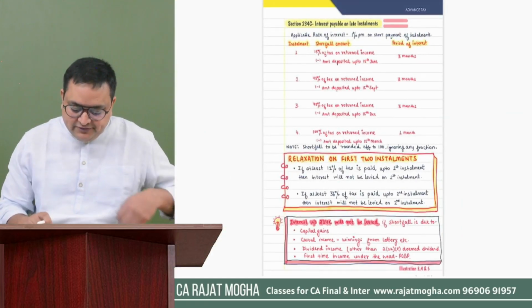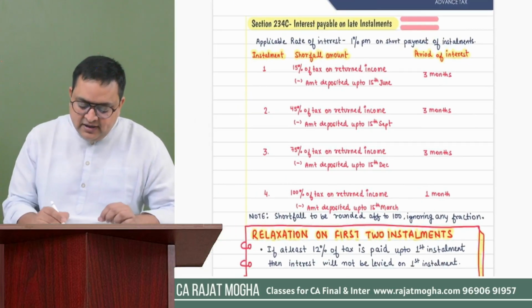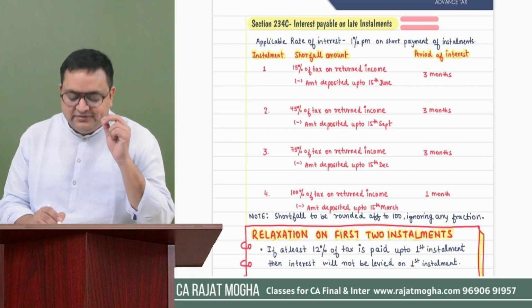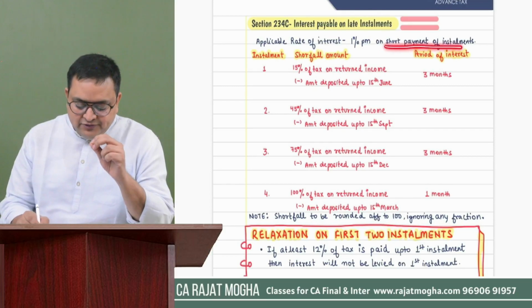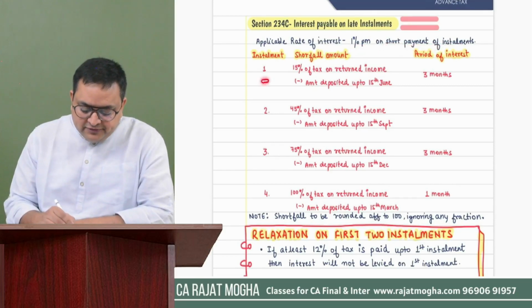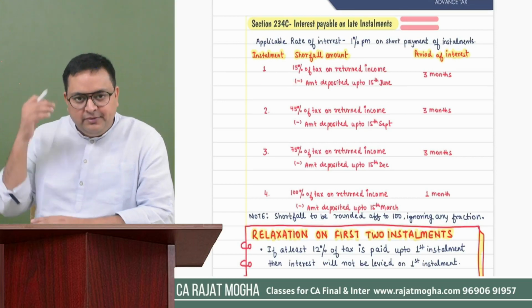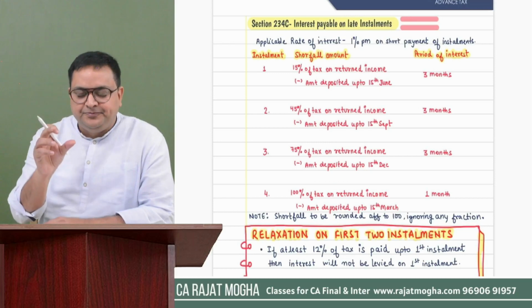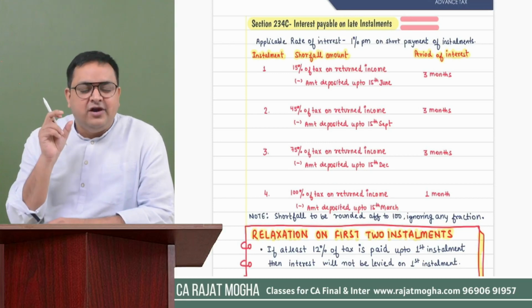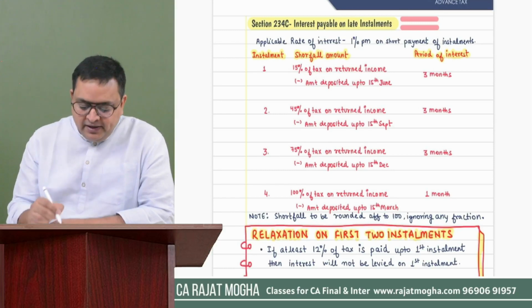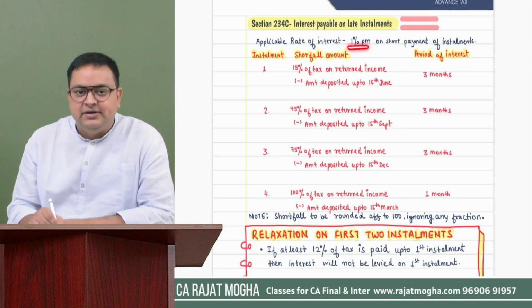So this is 234C. It says the rate of interest would be 1% per month. Remember, the rate of interest would be 1% per month on short payment of installment. So 1% per month is fixed. If you do not deposit your first installment, either you do not deposit it by 15th of June, or you deposit it late or short, whatever is the short payment which you have made, we will calculate that short payment and we will charge 1% interest on that.